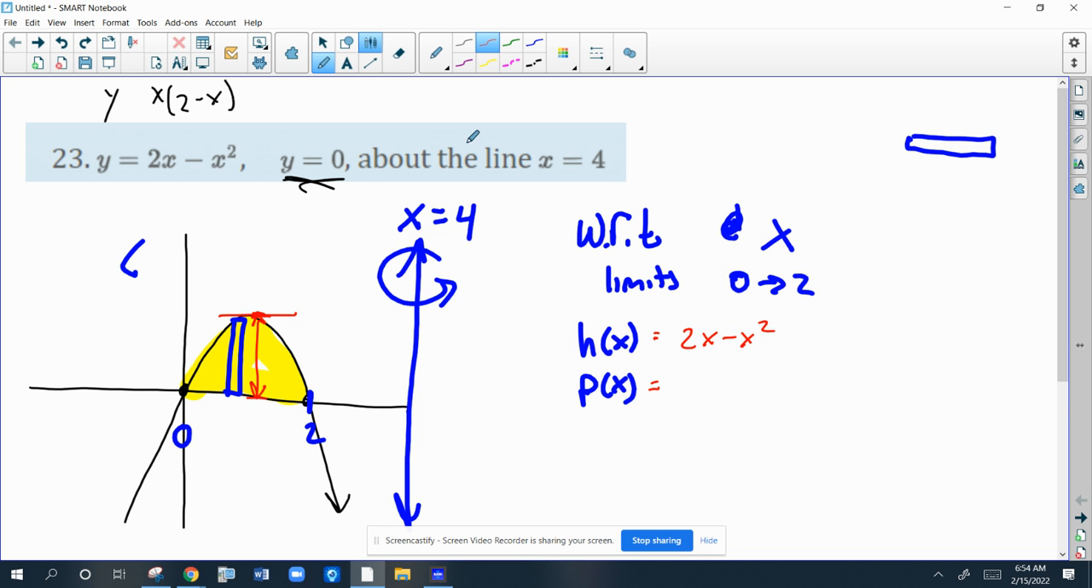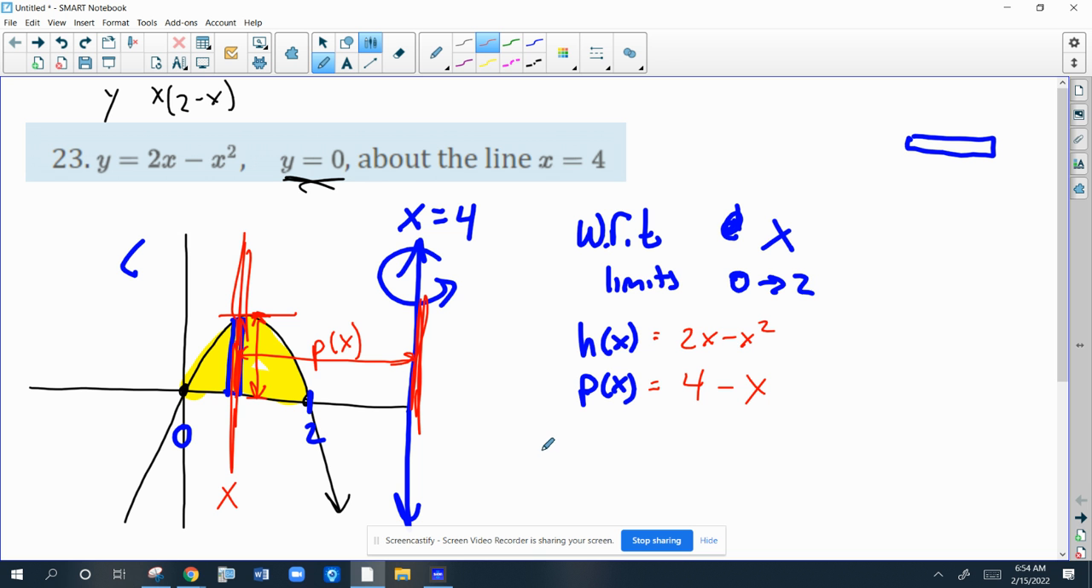P of x is the distance this rectangle is from the axis of revolution. It is in terms of x. So you're going to do the right value of x, which is 4, minus the left value of x. Well, the left value of x is just wherever this is on the x-axis, so it's x. So p of x is 4 minus x.